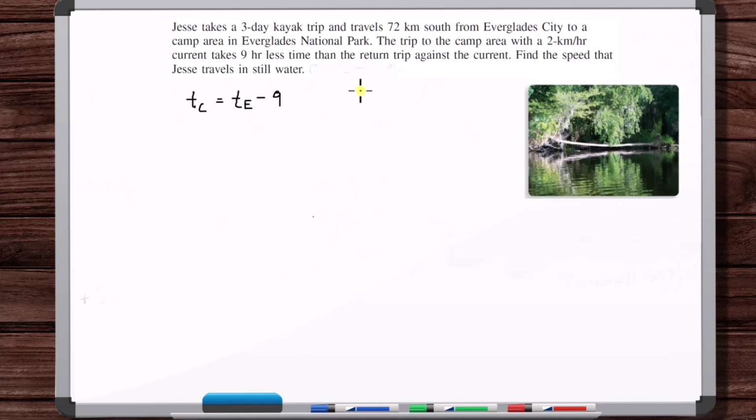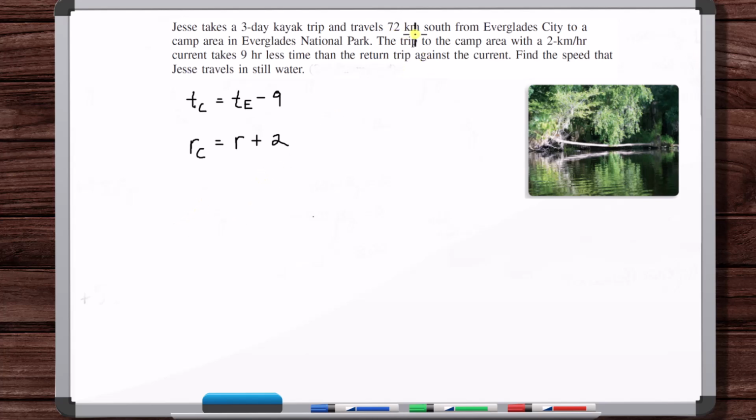Okay, so now we'll say that the speed that Jesse travels in still water is just R, and then the trip to the camp area with the current is RC, and the trip home against the current is RE. So to the camp area with the current is 2 kilometers per hour, so his speed increases from still water. So the rate to the camp is what? R, his standard still water rate, plus 2. Okay, there's another equation.